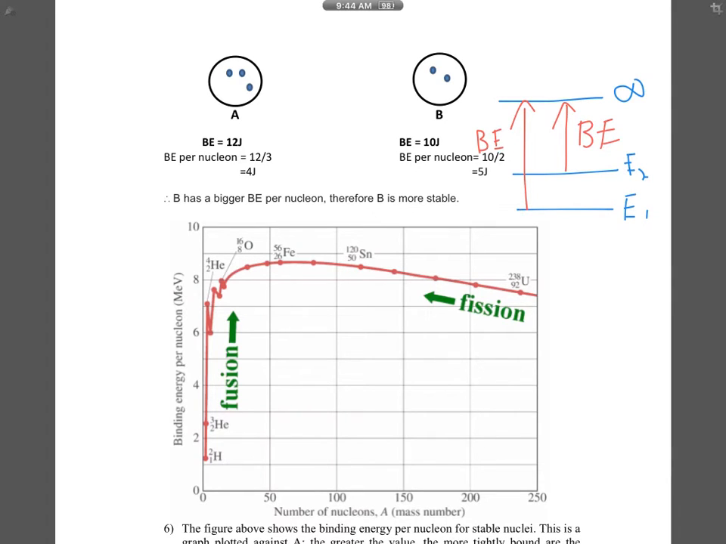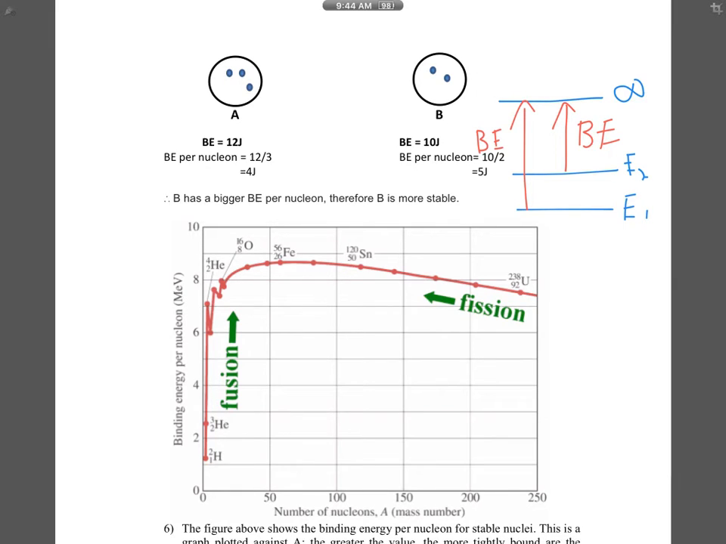So if we look at another term called binding energy per nucleon, it is a better indication than binding energy. For example, if you have two nuclei A and B, nucleus A has 3 nucleons and nucleus B has 2 nucleons. The total binding energy for A is 12, the total binding energy for B is 10. If you just compare the binding energy, which one seems more stable? A seems more stable, right?